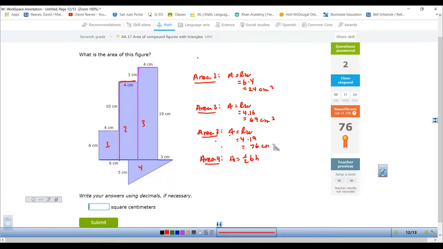76 centimeters squared, right? 4 times 19, 76. All right, and this last one, which these triangles have kind of been boogers. All right, so 1/2 the base. Again, the base and the height of a triangle are always perpendicular, right? All right, so here's my base. I'm going to call that 5. And the height. Okay, here we go.